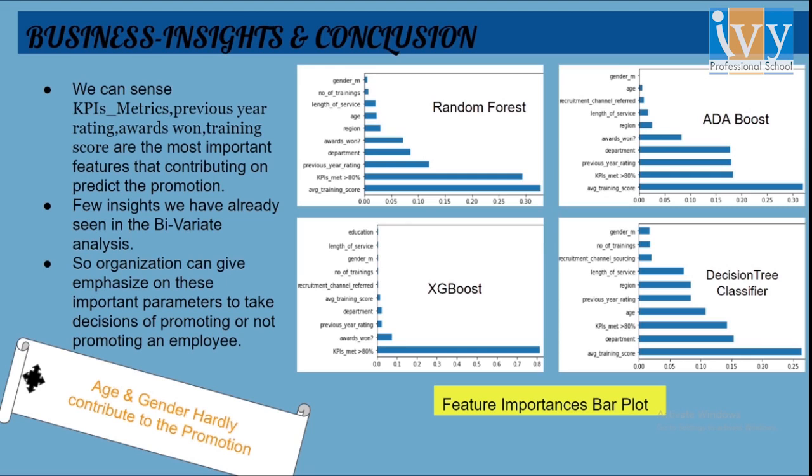Okay, so I have listed down all the feature importance bar plots. I've tried several algorithms, and I found a few features are more important to distinguish or create an impact on the target variable. So we can see the KPI metrics, previous year rating, awards won, and training score. Training score is nothing but average training score. These are the most important features contributing to the prediction of promotion. A few insights like we have already seen in the bivariate analysis, so the organization can give emphasis on these important parameters to take the decisions of promoting or not promoting an employee.